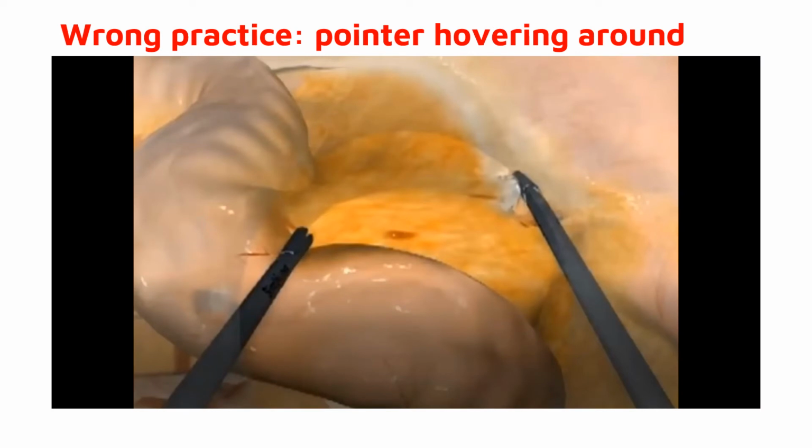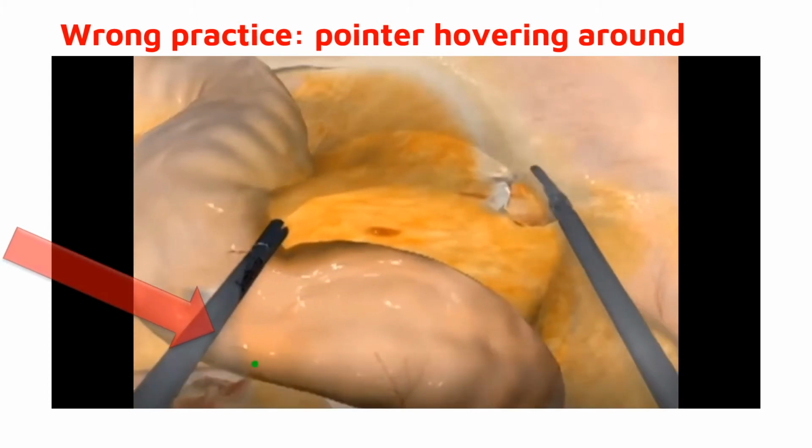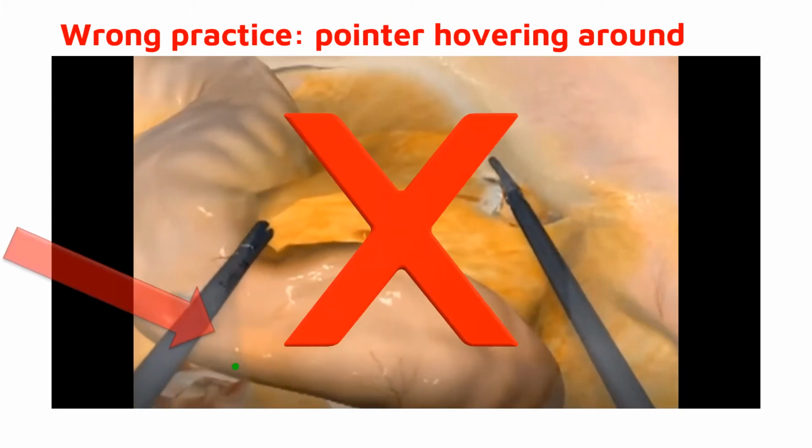Here is an example of a wrong practice, the pointer hovering around. Note the pointer hovering around the bottom of the display where the arrow shows without instructional intention. Yes, that is a good trajectory. Keep cutting there.